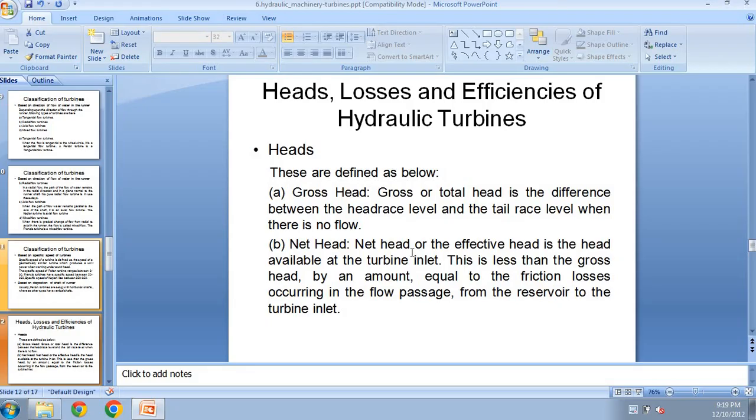In this gross head, if you consider friction losses, now with consideration of the friction losses, that gross head is reduced by the head loss in friction. So the available head after considering those friction losses is called the net head.